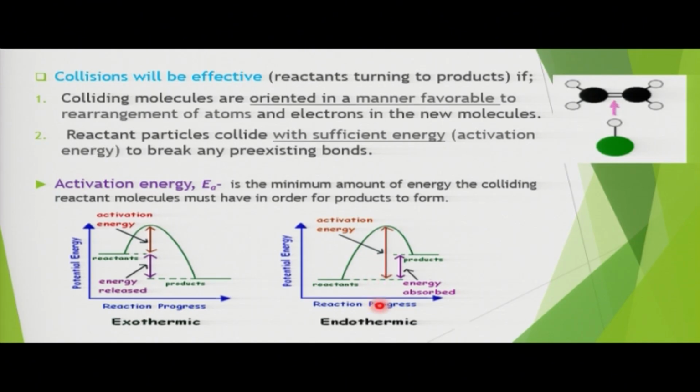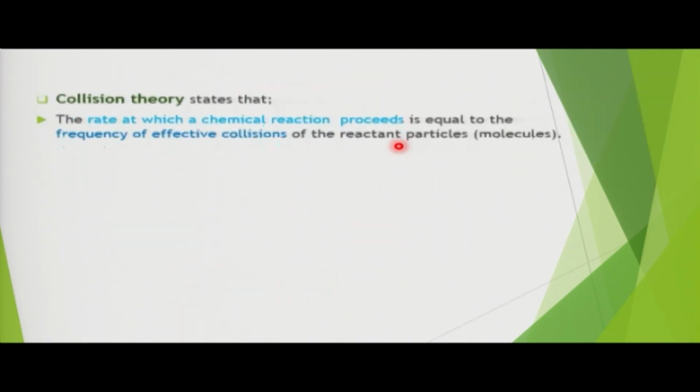As you can see, the barrier is higher with endothermic reactions. You looked at that in your thermochemistry; we don't need to repeat it. So the point here is that colliding molecules must be oriented in a way to allow rearrangement of atoms and electrons into a new molecule, and the collision should happen with sufficient energy. If those two happen, then effective collisions will occur.